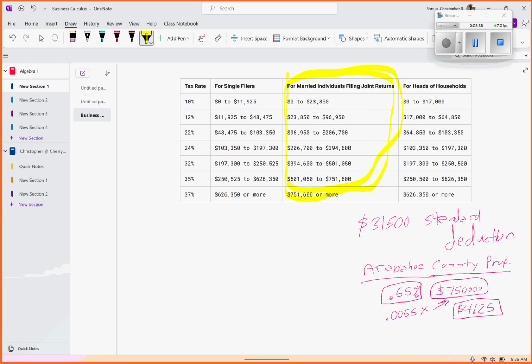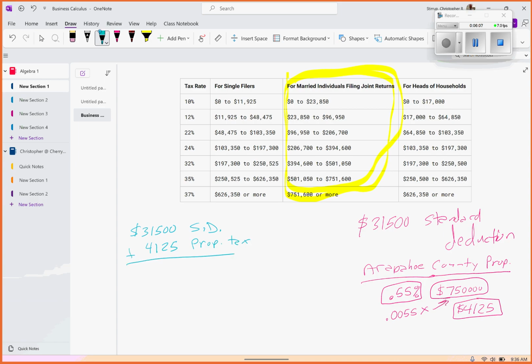So that means I now get a little bit more than the standard deduction because I have property tax in there as well, which now means if I add the 31,500, and we'll call it SD for standard deduction, and the $4,125, that was property tax.